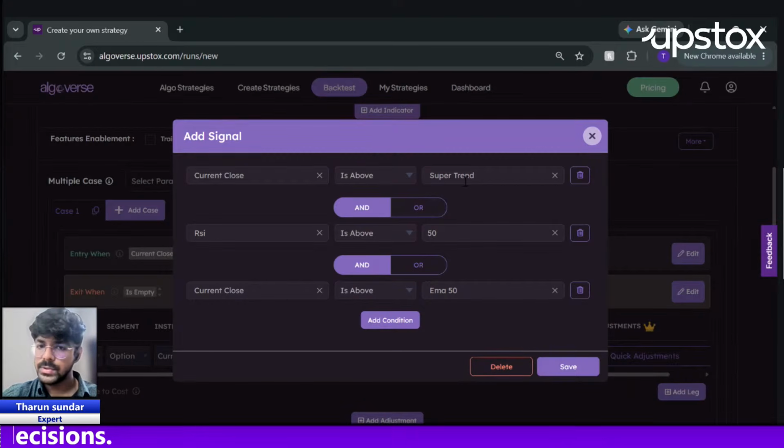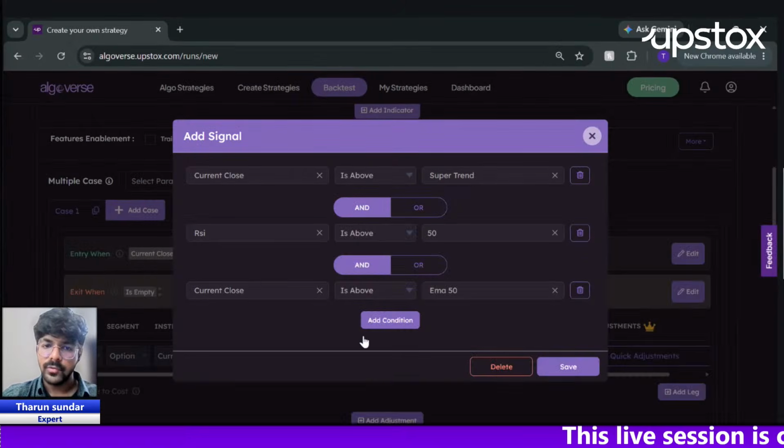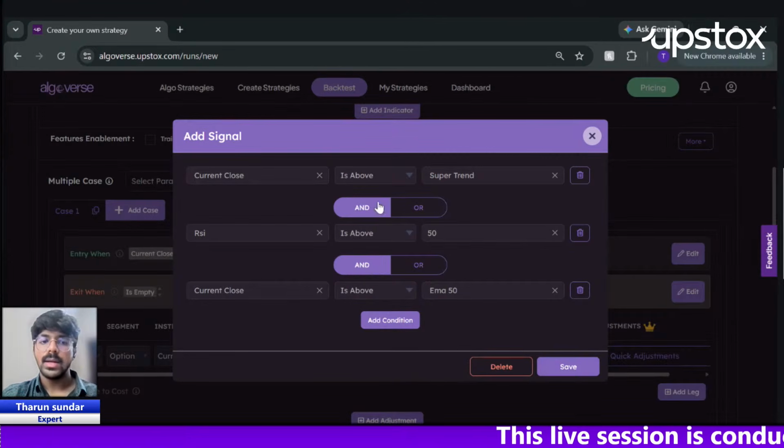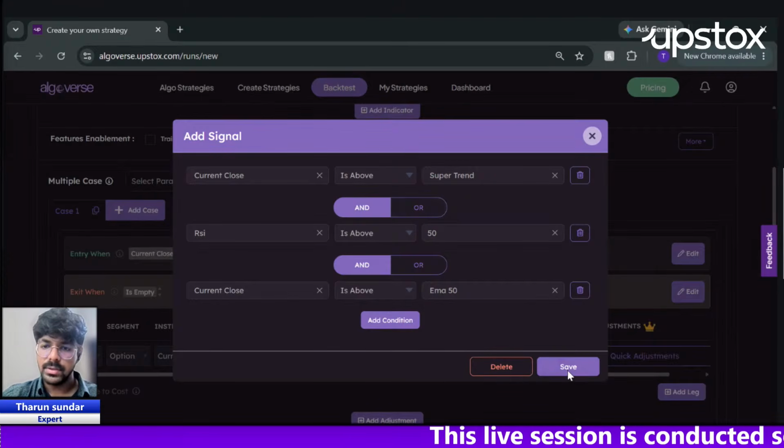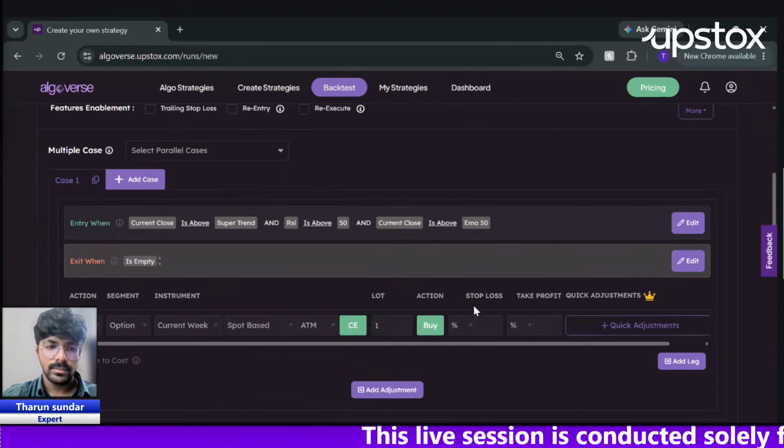Let's say current close is above Super Trend and current close is above EMA 50. But if RSI is just 48 or even 49, just 1 point short, we won't take the trade. By giving "and" conditions, every single condition that's given here should match simultaneously.